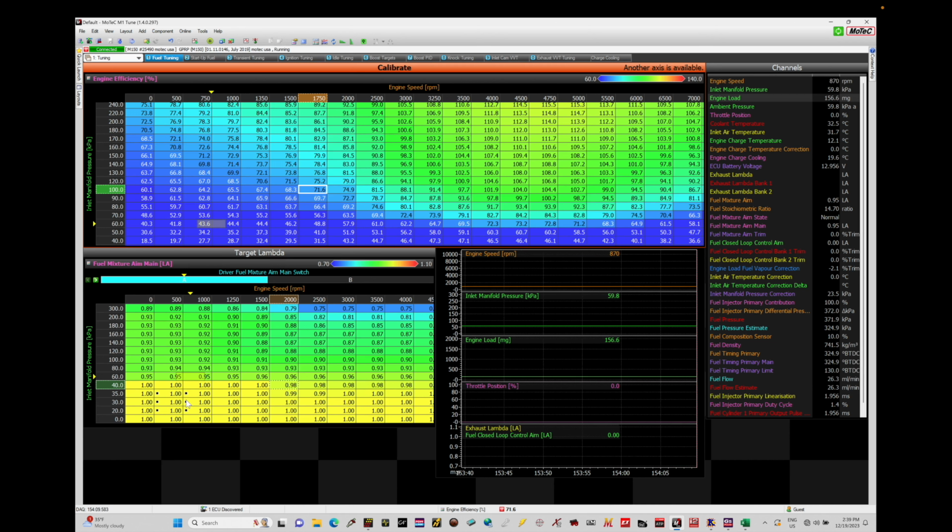Now, fuel mass gets converted into an injector pulse width based on knowing the properties of our fuel. That's going to be the density and the temperature, also knowing the volume flow of the injectors that we're dealing with, plus looking at the fuel pressure if we actually have that fed into the Motec.